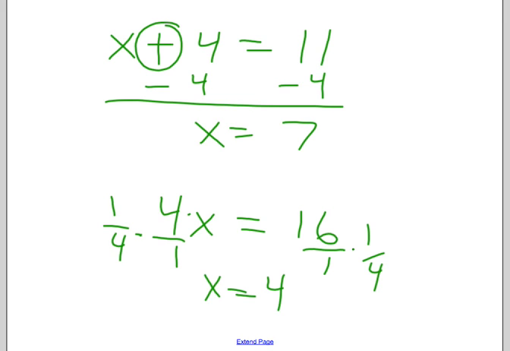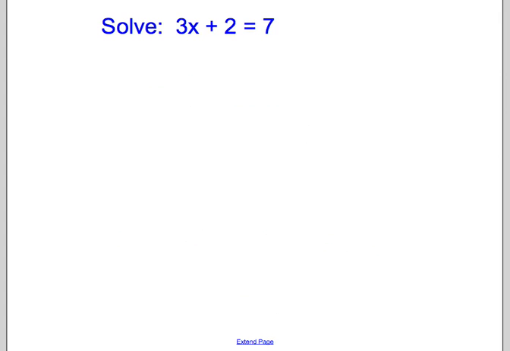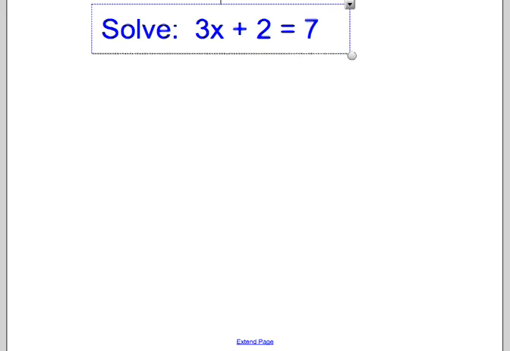What we're going to do is put those two steps together, and this can be a little bit complicated for some people at first, but if you get it straightened out, it shouldn't be real difficult. So starting off, we have 3x plus 2 equals 7. I want to make this a little bit bigger so I can work with it here, and it'll be a little easier to see for you.